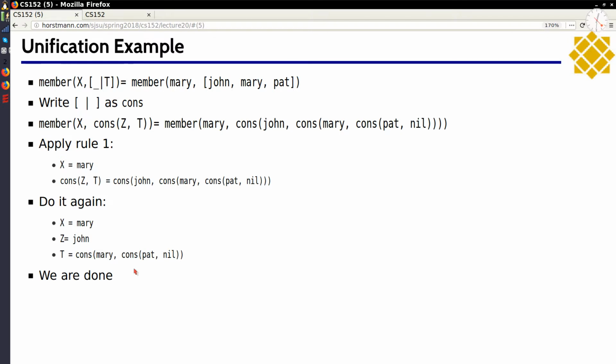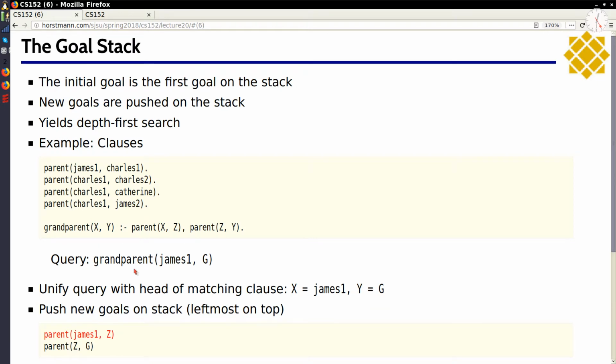Right? So, let's now look at the other two parts that go into Prolog. The first one is the stacking up of goals. Prolog keeps a stack of the goals that it needs to work on to prove something. When you start out with a query, that initial query gets pushed on the stack.